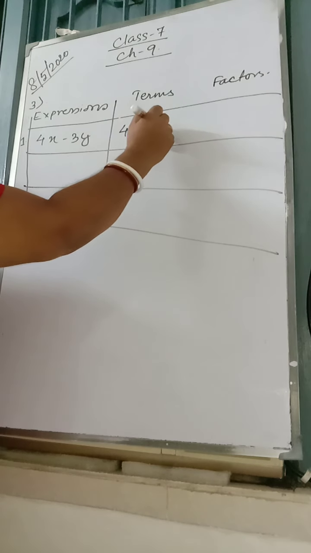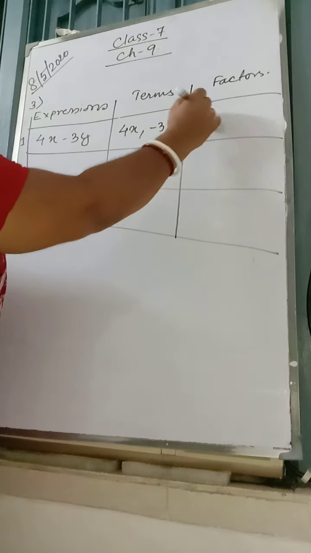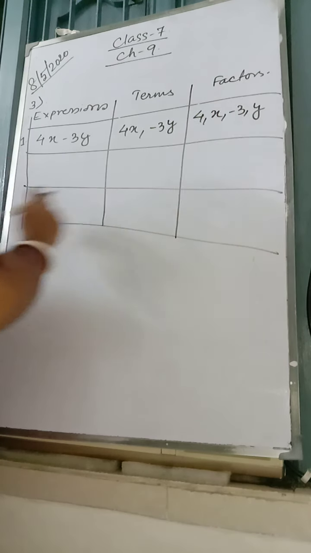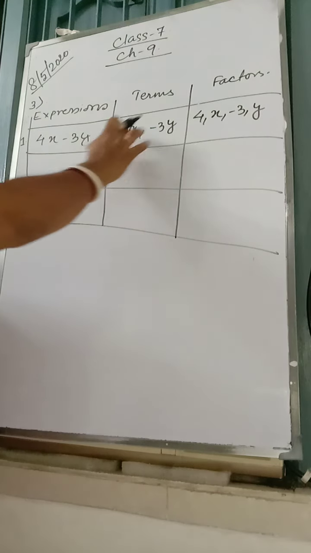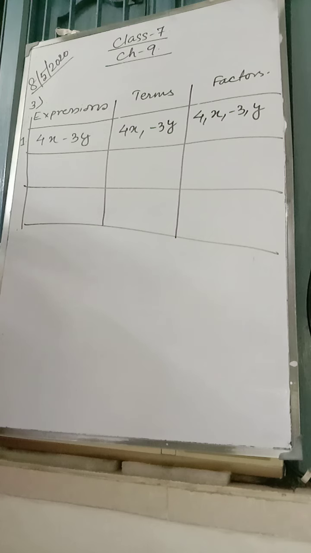Number 1, it is 4x minus 3y. Terms would be 4x, comma, minus 3y, and the factors would be 4, comma, x, comma, minus 3, comma, y. These are the factors for 4x: 4 and x; factors for minus 3y: minus 3 and y. So in this way we can write.